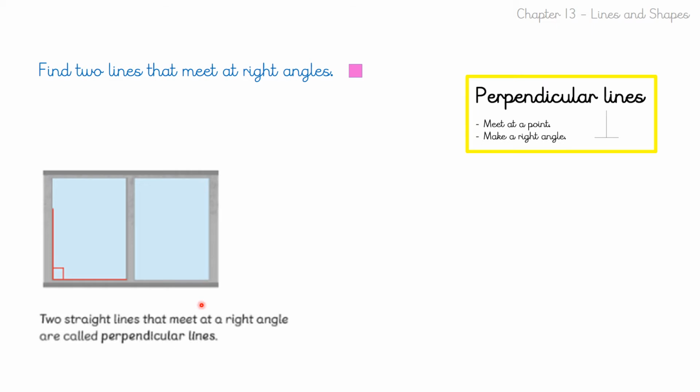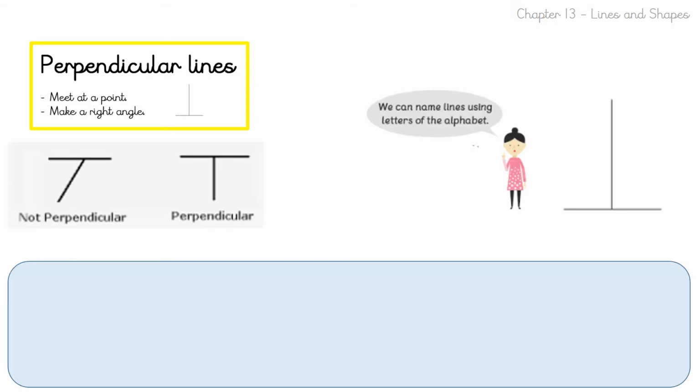So when two straight lines meet at a right angle, we call these lines perpendicular lines. Okay, so we need two straight lines meeting at a point. They make a right angle and they are called perpendicular lines. How are they called? Once more, how are they called? Fantastic! Now over to today's content.